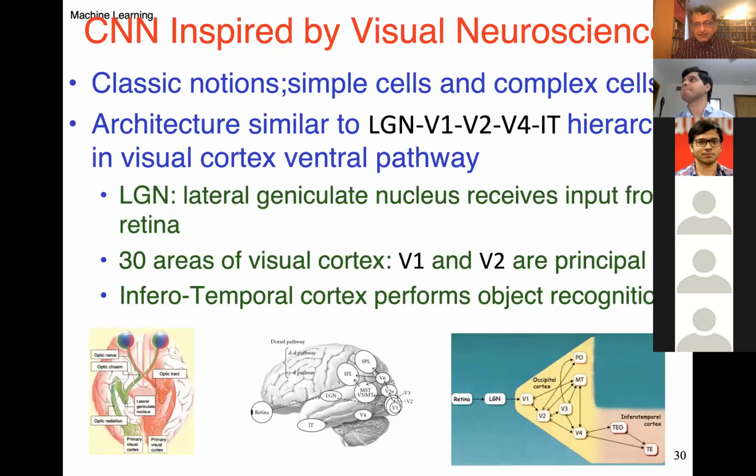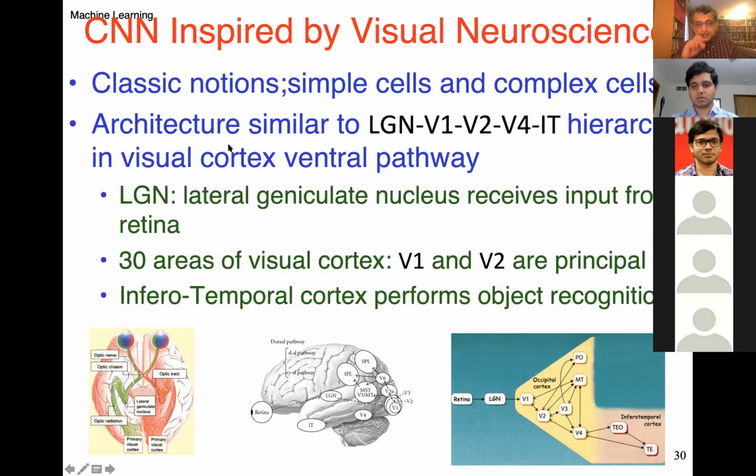This is my last slide on the biological motivation. It says, see, convolutional neural network is inspired by visual neuroscience. Why does convolution again come into play? Why are you doing that in terms of passing along the kernel? But that seems to be how the brain works. So the brain example still is useful. Look at this classic notion, simple cells and complex cells. So apparently we have simple cells and complex cells.